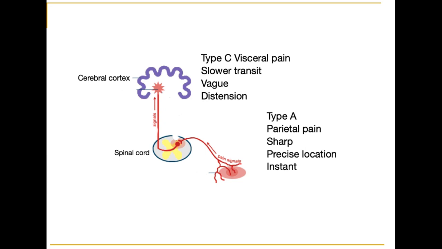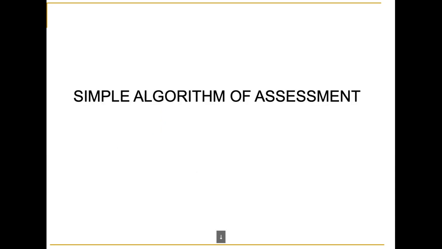So this is a very dumbed down picture of the pain nerve fibers, just for everyone to understand how these two pain types are different. Type A is the parietal pain, is sharp, precise in location, it's instant, and type C is a visceral type pain, it's slower in transit, it's vague, and may be associated with distension. The visceral innervation is throughout the GI tract in the various organs. The type A parietal innervation is mainly in the parietal peritoneum.